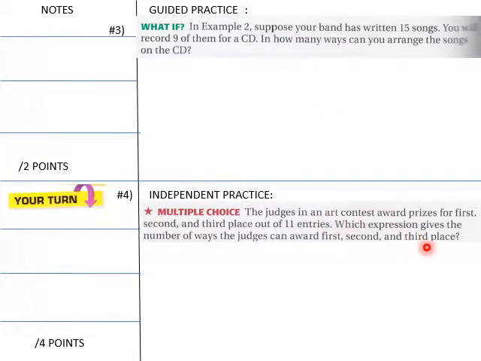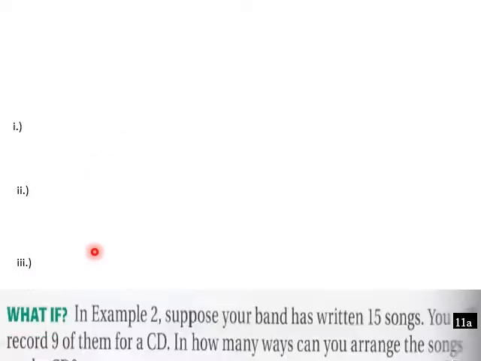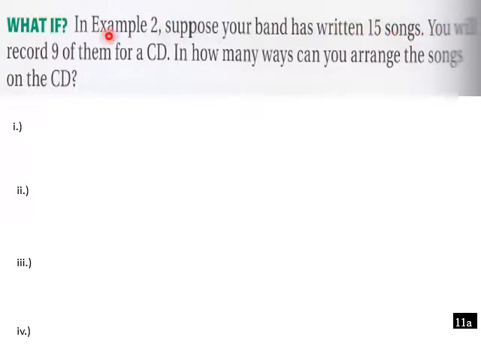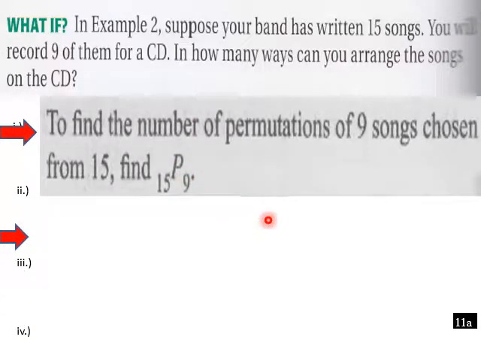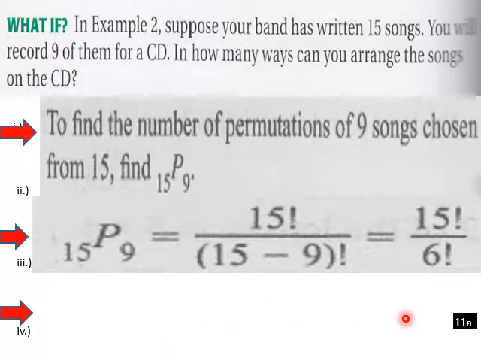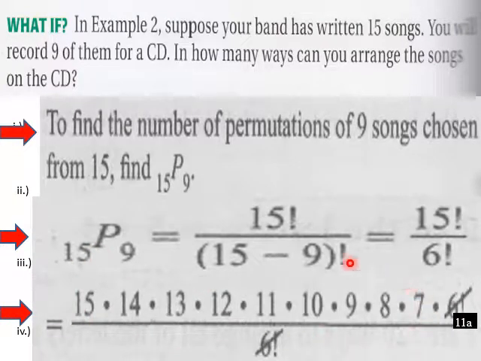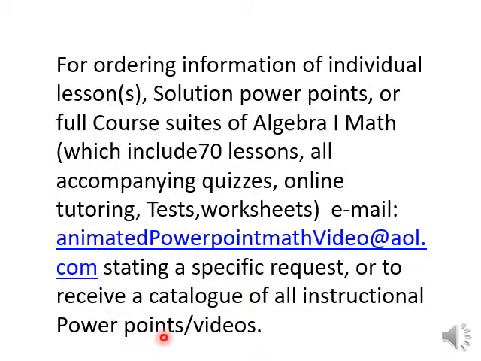Okay, so our guided practice here: what if, in example 2. Students, this is yours, and use your permutation formulas here. Your band has 15 songs, and you will record 9 of them for a CD. How many ways can you arrange the songs on a CD? 15P9, here's our formula. 15 factorial over 6 factorial. These cancel. Here's the number of permutations you're left with. That is some gigantic number there, and obviously you'll use your calculator. There are this many ways to arrange 9 songs out of 15.